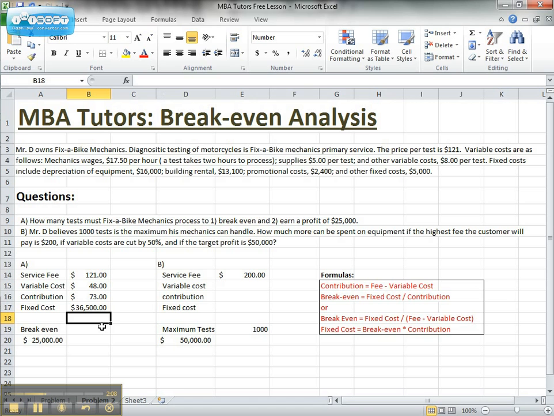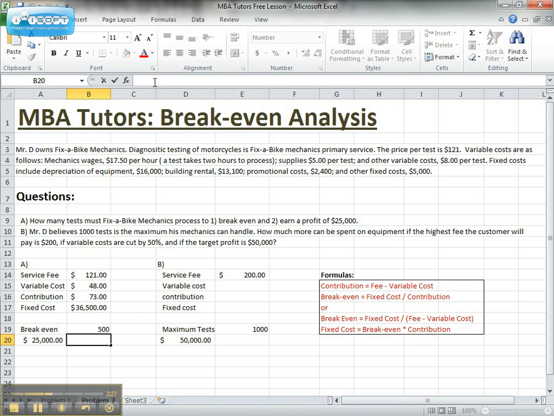There you have it. Now our break even, if you look at the formula, equals, let's type in equals, fixed cost, cell B17, I'm going to type all this in, B17 divided by contribution, which is cell B16. Hit enter, 500 units to break even.